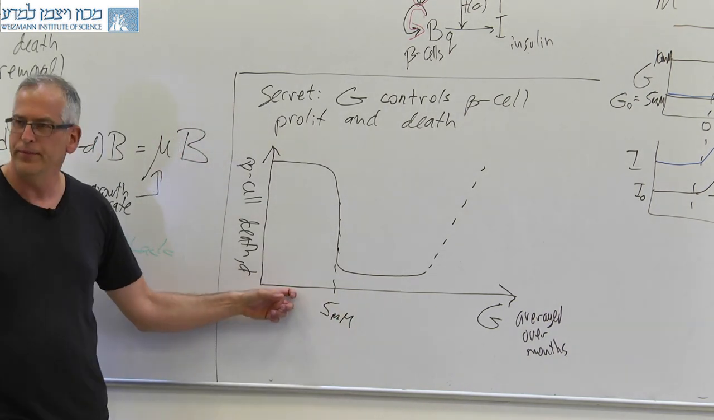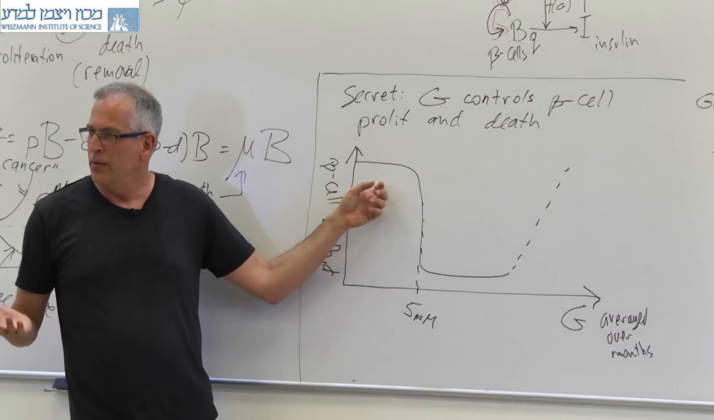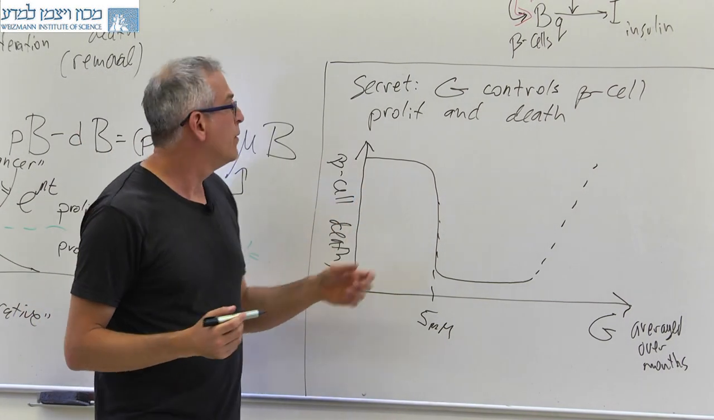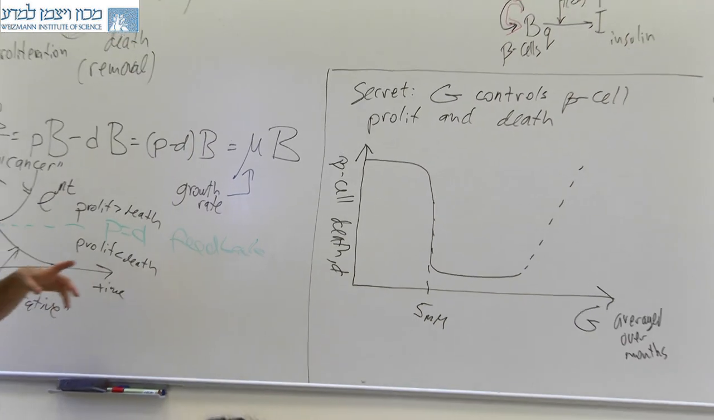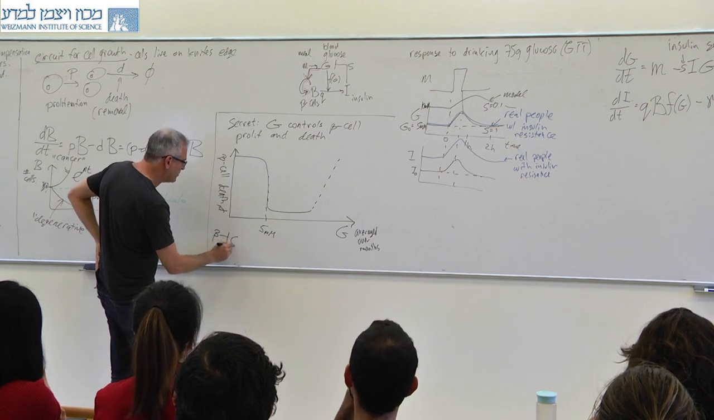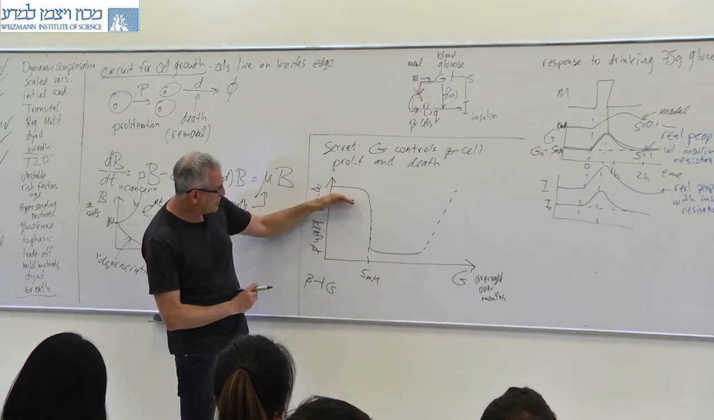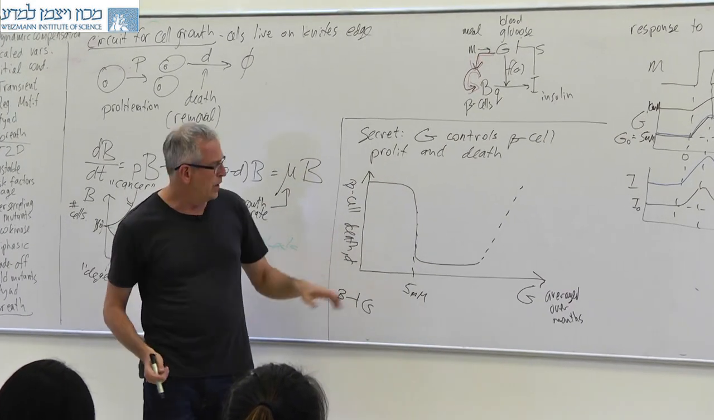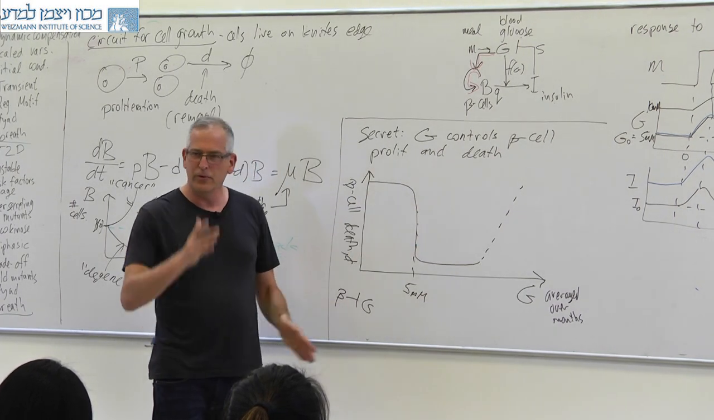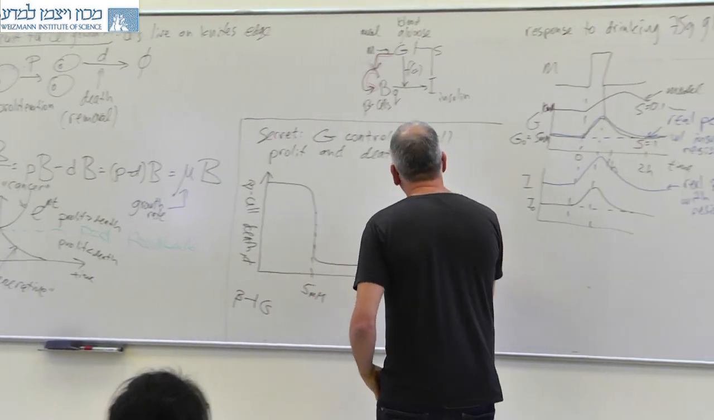When there's too low glucose, beta cells die. Why? Because, remember, the function of beta cells is to reduce glucose. So when there's too low glucose, beta cells die. There's less insulin, therefore more glucose. When there's higher than 5 millimolar, beta cells die less. And at 5 millimolar there's a kind of crash, a very steep crash. And then there's this part here, which is very high glucose level.